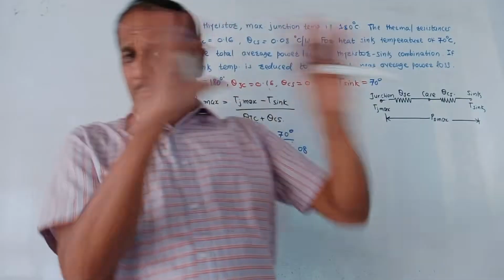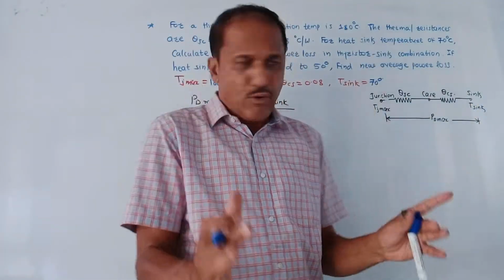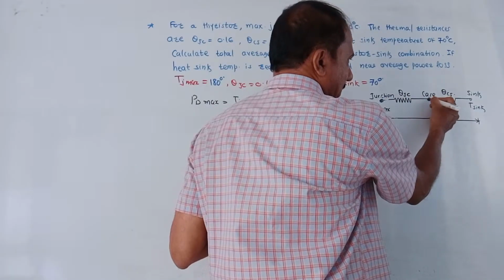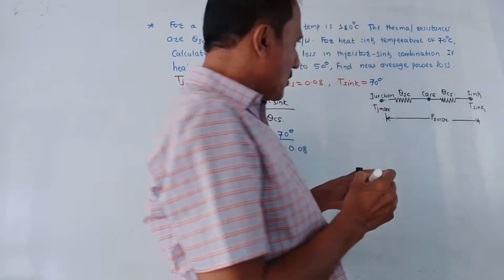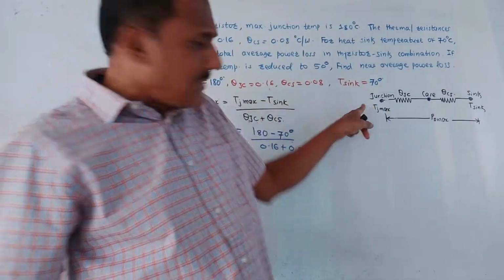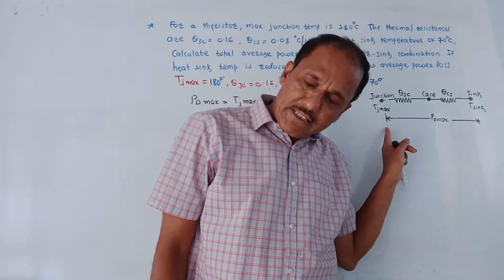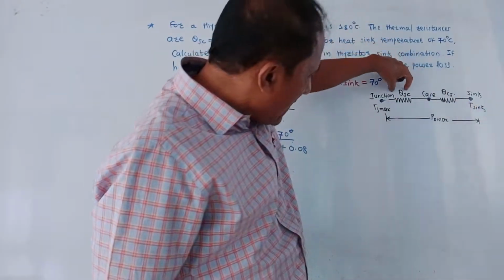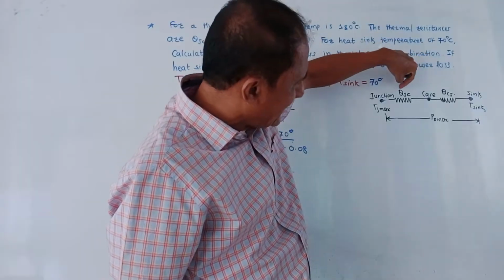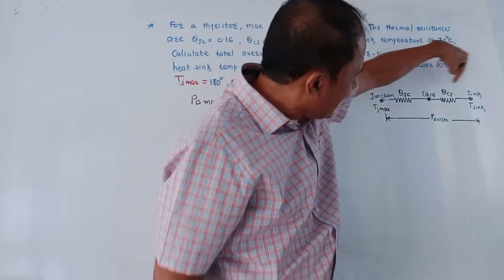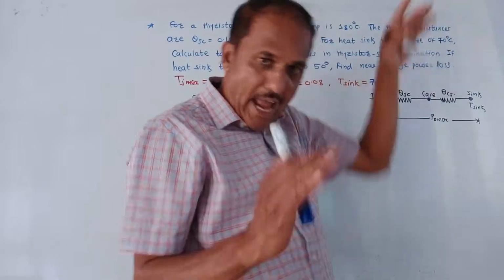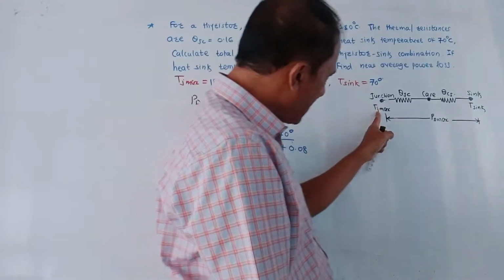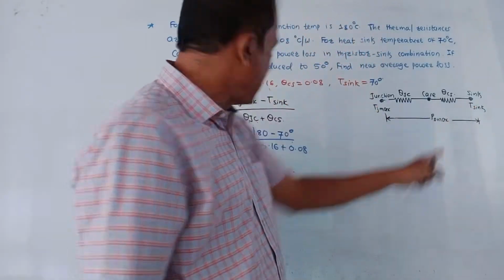Now these numericals are pretty simple. They are just based on only one formula. So this is the equivalent diagram. This point represents junction, this point represents case, this represents sink. So temperature at the junction is Tj max, that is maximum junction temperature. This is T sink, temperature at the sink. Thermal resistance between junction and case is theta Jc. Between case and sink is theta Cs. And total power loss or power dissipation or maximum power dissipation between junction and sink is denoted by Pd max.